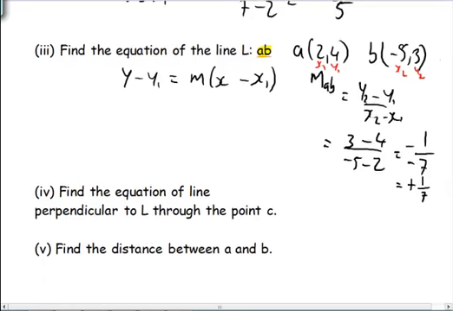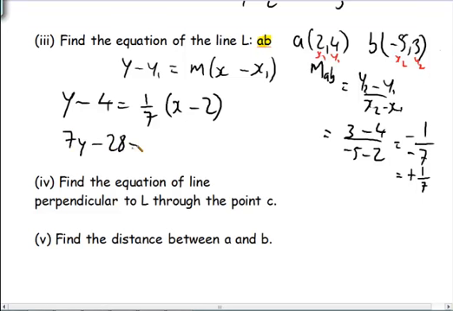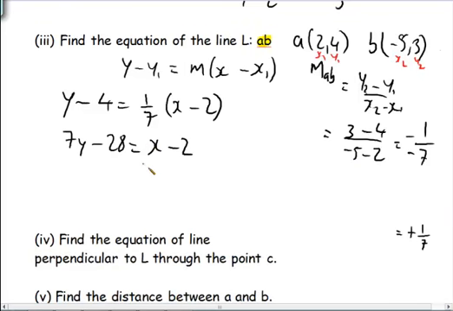Okay, so we have to finish off this question. So we've got y minus y1. I'll use A as our x1, y1. So y minus 4 is equal to 1 over 7 times x minus 2. Multiply both sides by 7, you get 7y minus 28 is equal to x minus 2. For this one here, add 28 to both sides, we get 7y is equal to x plus 26, and we can leave it like that.